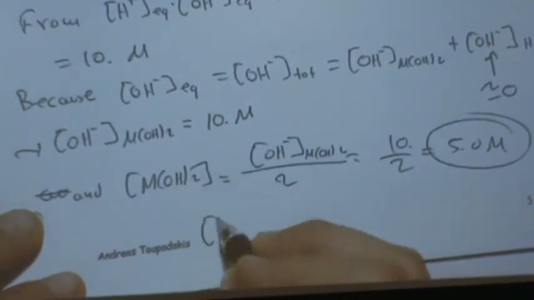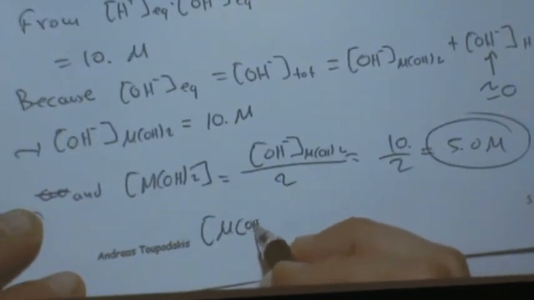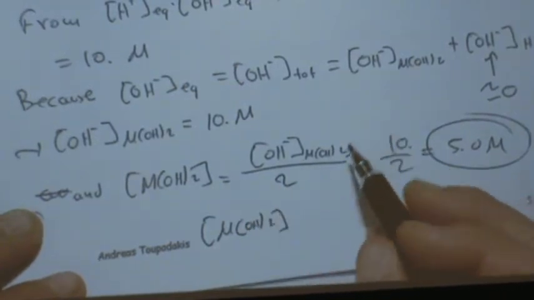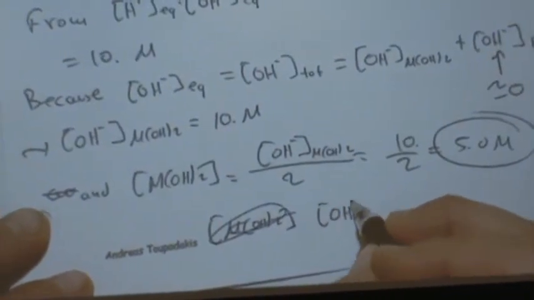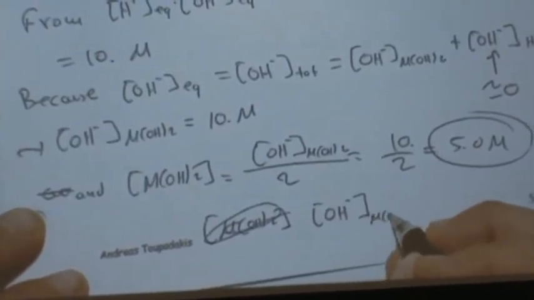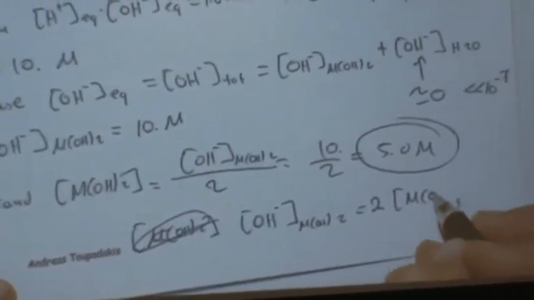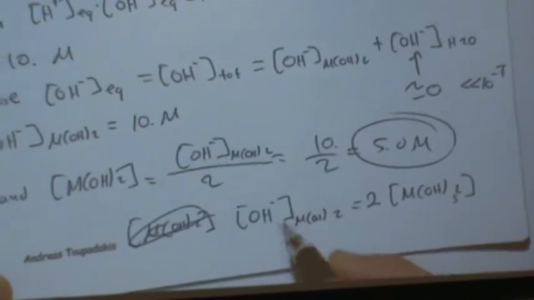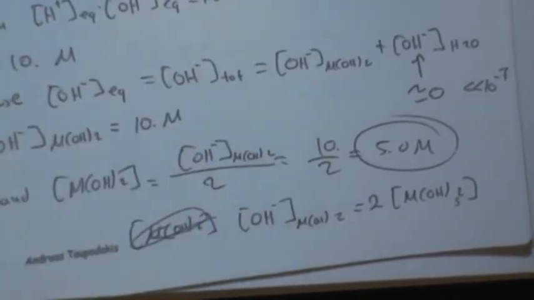See it this way, it's easier to understand like this. The concentration of OH minus from these is equal to 2 times the concentration of this. Why is it twice the concentration of that? Because each one of them gives you 2. Right?